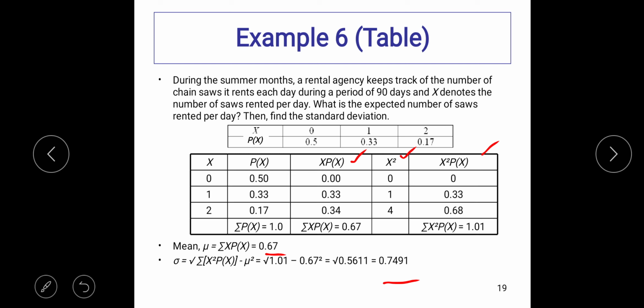Okay, I stop here for our second part. Next, I will continue with cumulative distribution function.